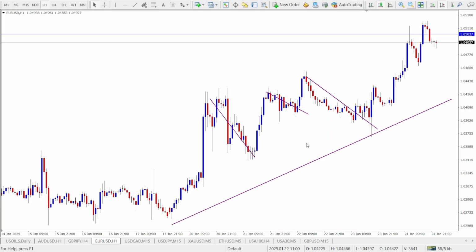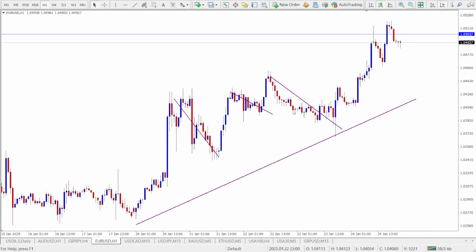Let us break it down step by step. The first step is always to identify a strong trend. You can use tools like moving averages, trend lines, or higher time frame analysis to confirm the market direction. You want to make sure you are trading with the trend. It is very important: trade with the trend and not against it.